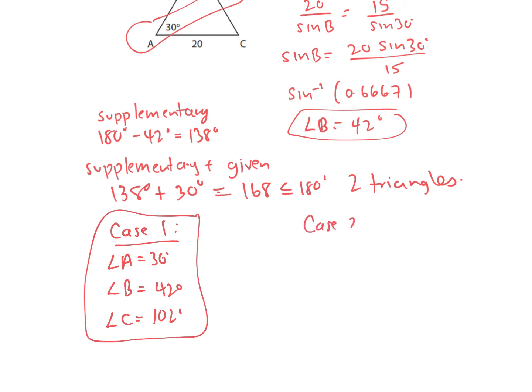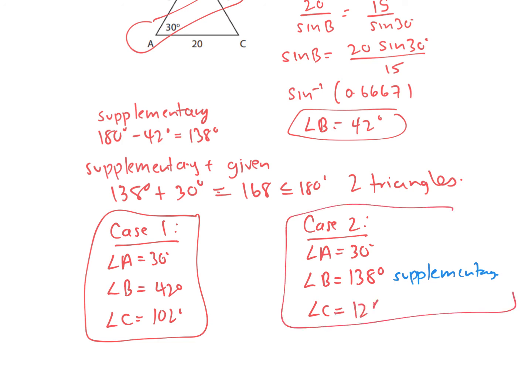Case 2 would be the angle given, because that's not going to change, and then the supplementary to B. So the supplementary to B was 138. And then the third angle, so I'll just write that in here. This is the supplementary. And so the third angle would then be 180 minus 30 minus 138, which is 12. So that would be the second triangle that would be able to be constructed, with that angle being the supplementary.